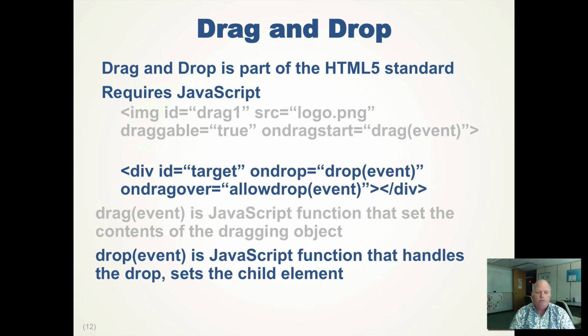And then when we drop, we have targets, or HTML elements that have an on-drop attribute that says what method or function we are going to run when we drop whatever was dragged on top of it. We also have on-drag over, which allows us to decide whether or not we will accept this particular object that's being dragged around. Again, they're JavaScript functions that handle the drop, and so they have to set the child elements of the current div, or current element.